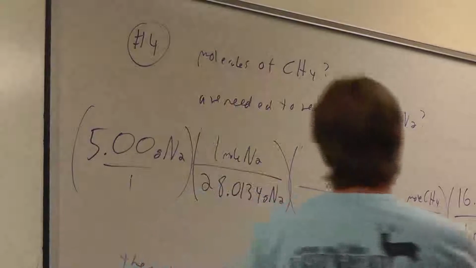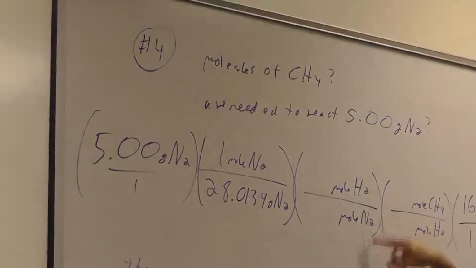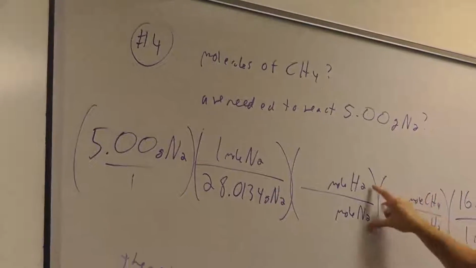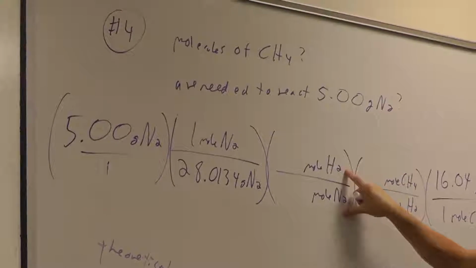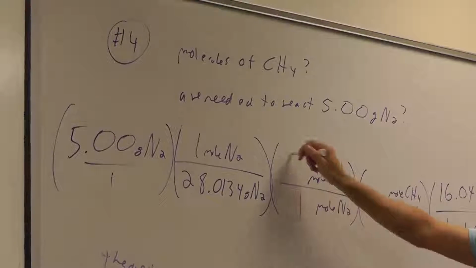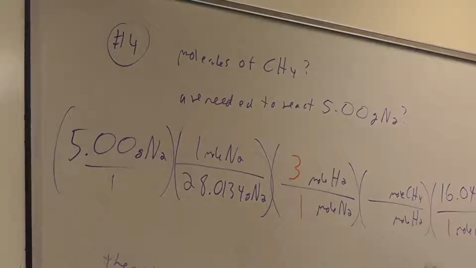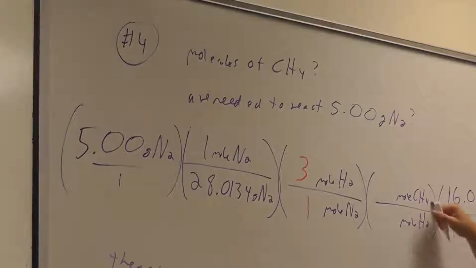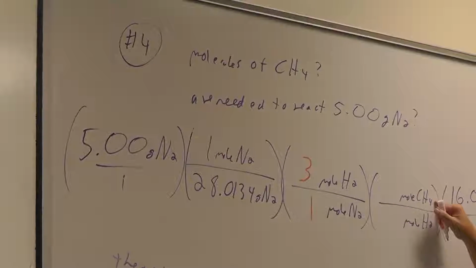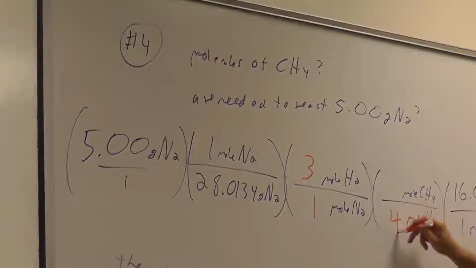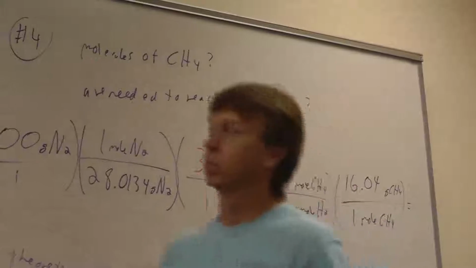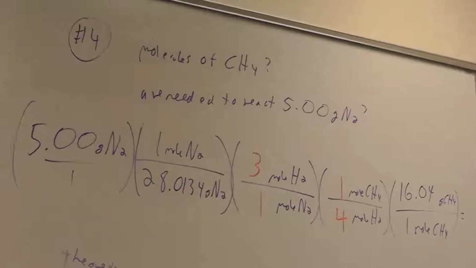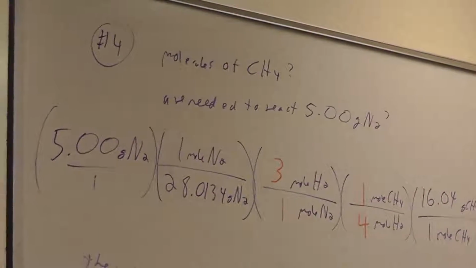When we're relating nitrogen to hydrogen, what numbers do we use here as coefficients? 1 for nitrogen, 3 for hydrogen. Good. And when we're relating hydrogen to CH4, what numbers? 4 for hydrogen, 1 for CH4.